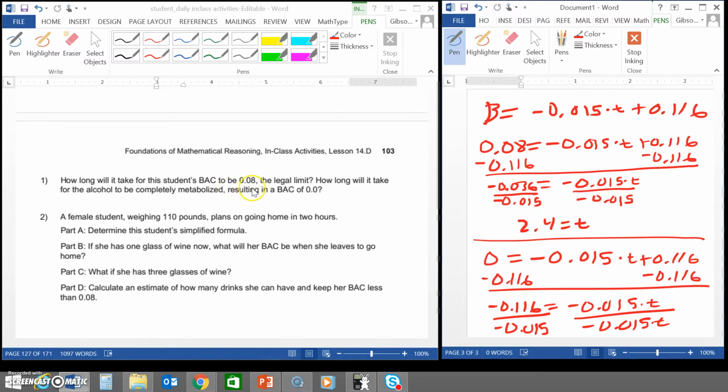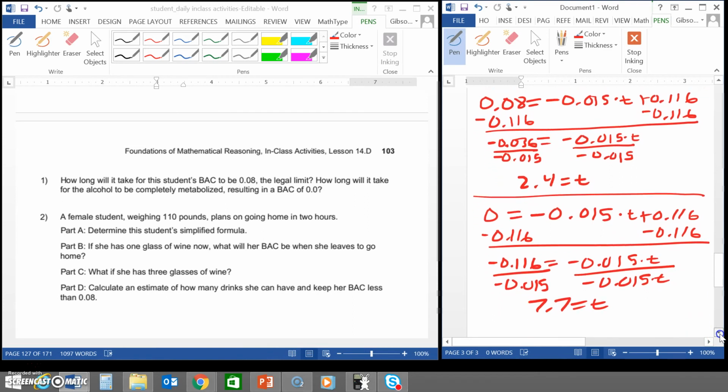Now they tell us that we want to get a BAC of 0.08, so that replaces B, and then we set up this problem here. We have 0.08 is equal to a negative 0.015 times T plus 0.116. We'll subtract 0.116 on both sides, and that will leave us a negative 0.036 is equal to a negative 0.015 times T. We divide each side by negative 0.015, and that will give us 2.4. So that'll be 2.4 hours.